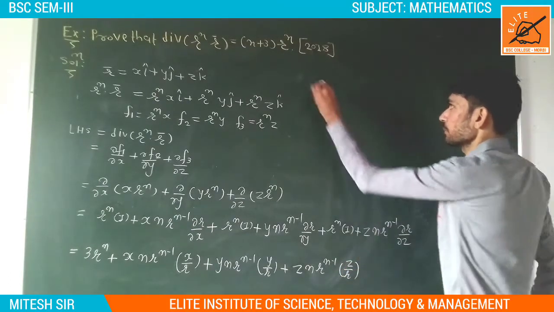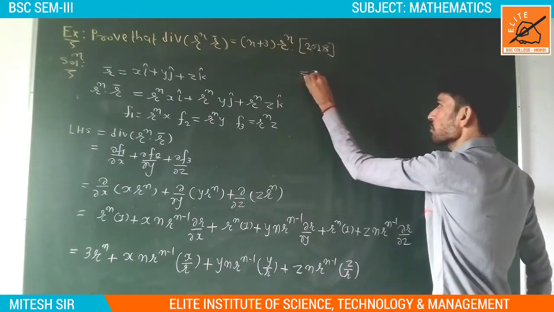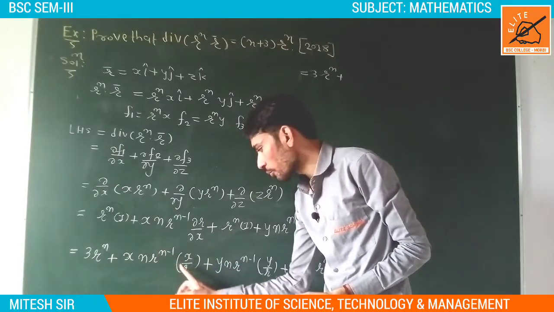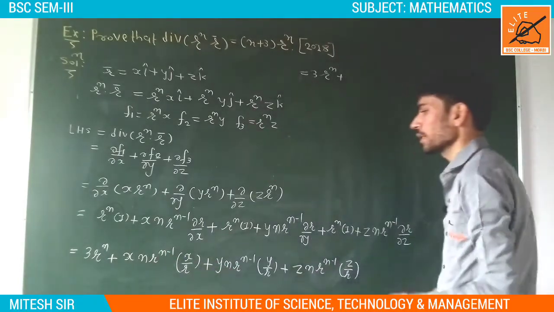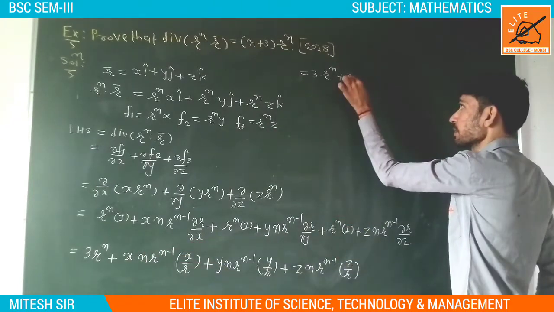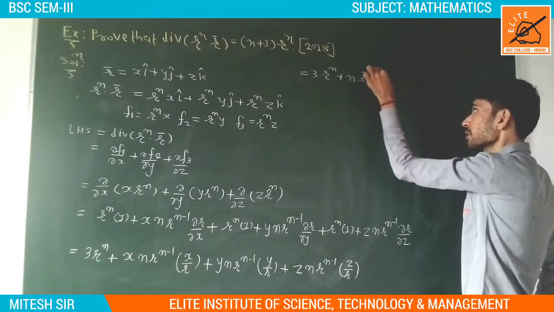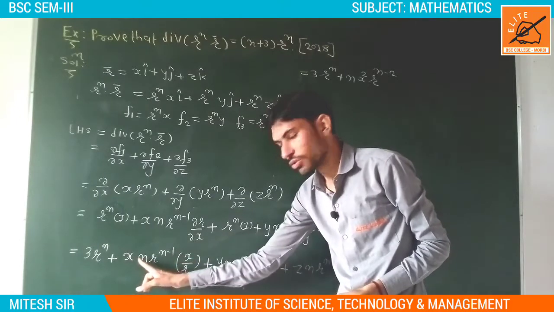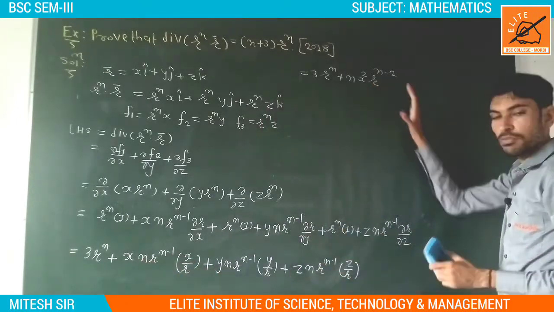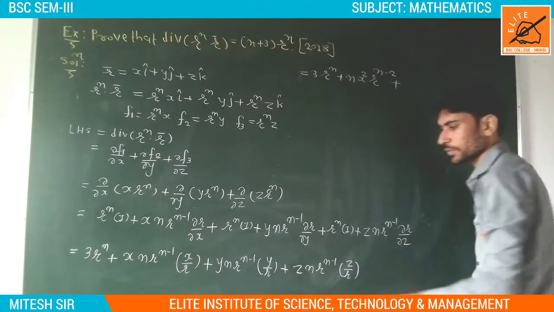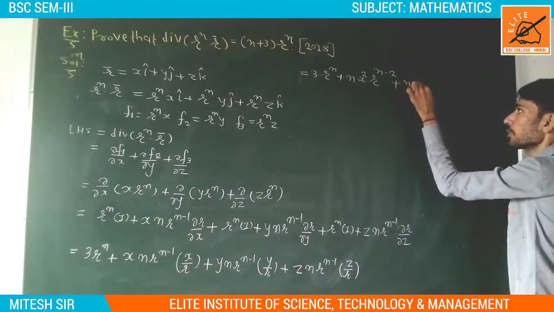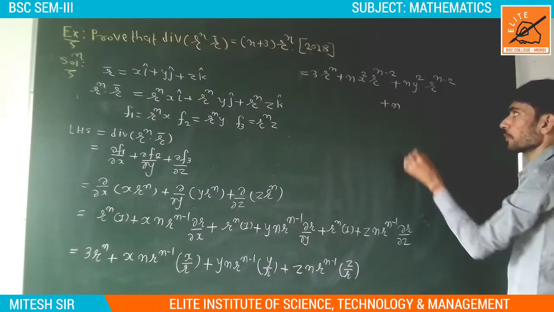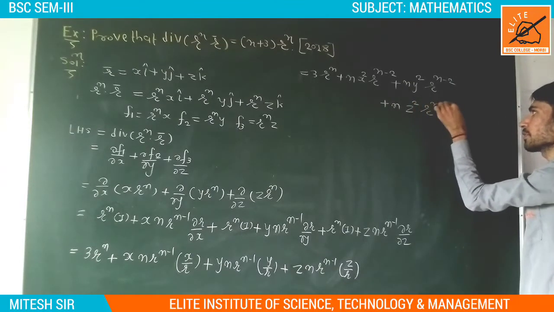Now just simplify this. 3r raised to n as it is, plus, now see here r raised to n minus 1 upon r, so r raised to n minus 2 remains, and x into x becomes x square, so that means n x square r raised to n minus 2. Friends, one r will cancel. x into x is x square, so n into x square r raised to n minus 2. Similarly in the remaining terms, n into y square r raised to n minus 2 plus n into z square r raised to n minus 2.